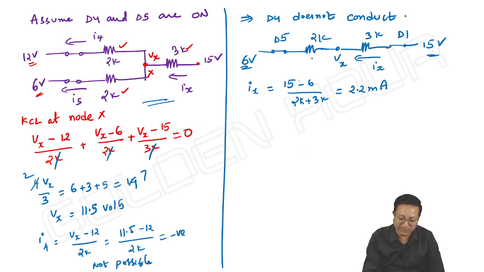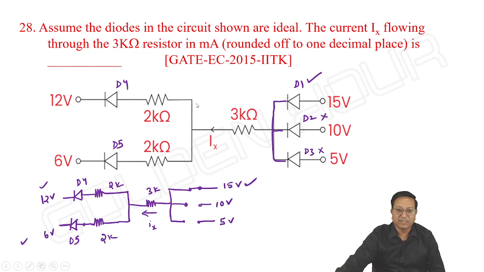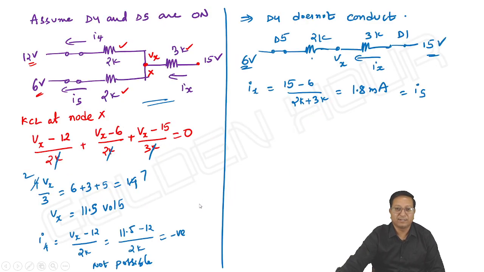Sorry, 15 minus 6, it is 9. 9 by 5. 9 by 5 means 1.8 milliampere. Ix is equal to 1.8 milliampere. That's it. It's a very simple process. Ix, of course, is equal to I5, the current through the diode D5. This is the question asked in GATE Electronics paper 2015 given by IIT Kharagpur. Okay, this is the idea.